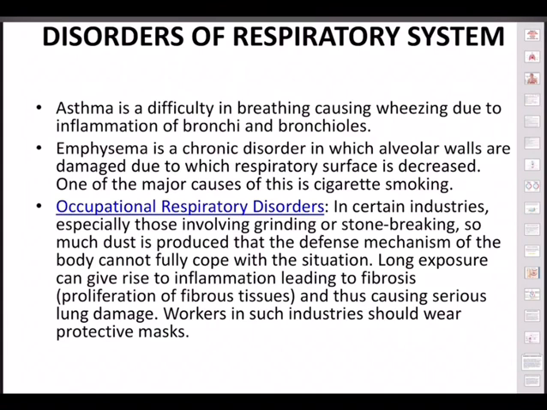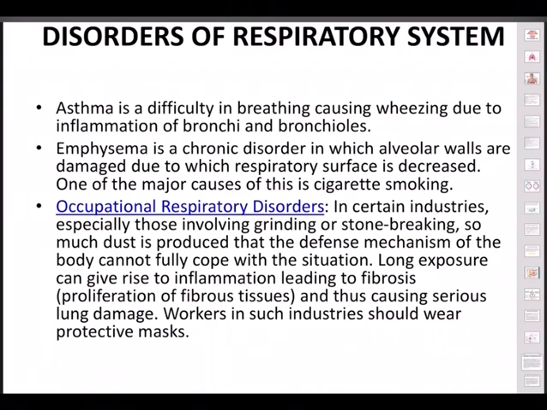So in certain industries also, particularly coal, glass, and those especially involving grinding and stone breaking, so much dust is produced. I'm sure all of you must have seen movies related to this, and this dust that is produced, the defense mechanism of the body cannot fully cope with that situation. Long exposure can give rise to inflammation leading to fibrosis of the lungs, and this causes severe damage to the lungs. So workers in such industries should wear protective masks.